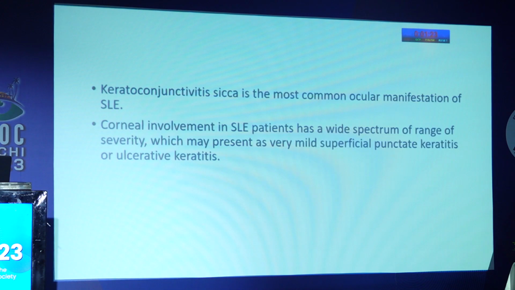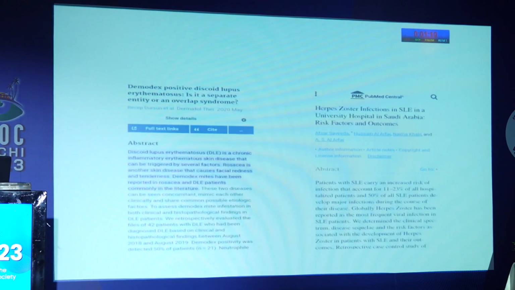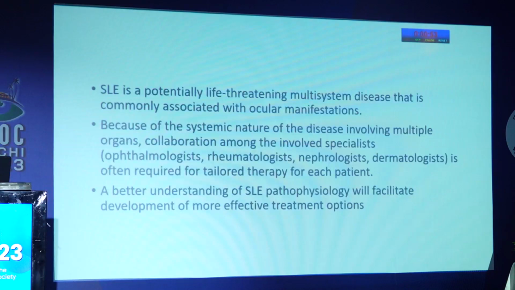Keratoconjunctivitis sicca is the most common ocular manifestation, and corneal involvement has a wide spectrum of severity, which may present as a very mild superficial punctate keratitis or ulcerative keratitis. Literature has shown that patients with systemic lupus erythematosus are at high risk of Demodex infestation, and globally herpes zoster has been reported as the most frequent viral infection in SLE patients. So this is a potentially life-threatening multi-system disease that is commonly associated with ocular manifestations.